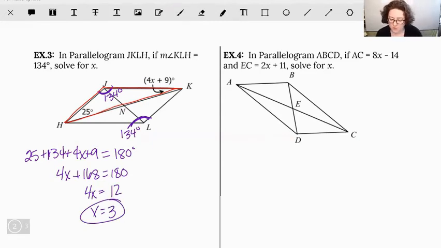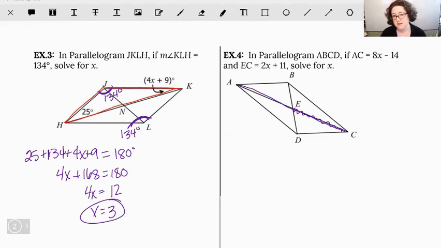Alrighty, example 4. Again, another parallelogram. We know that AC is 8x minus 14. That's one of our diagonals. EC is this piece. Wait a second. What do we know happens to each one of our diagonals in a parallelogram? When they intersect each other, they bisect each other. So that means EC is half of our diagonal AC.